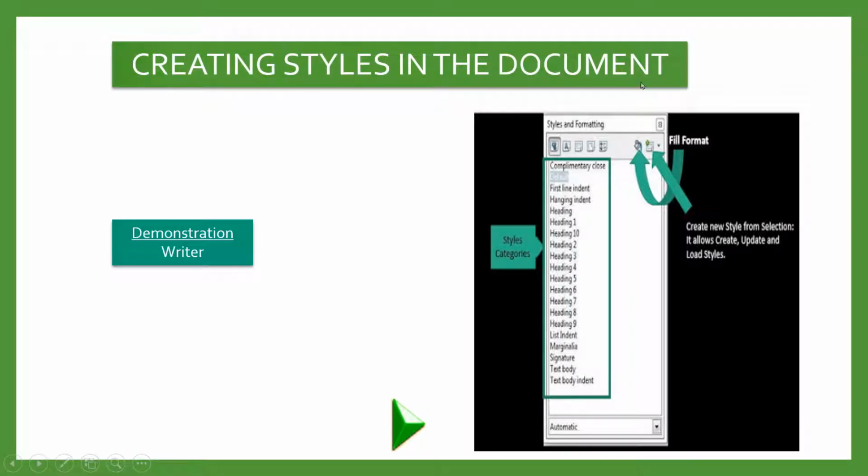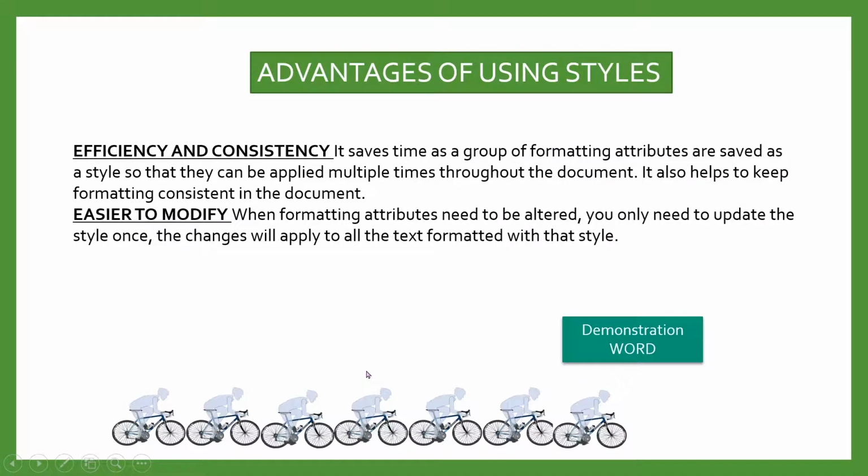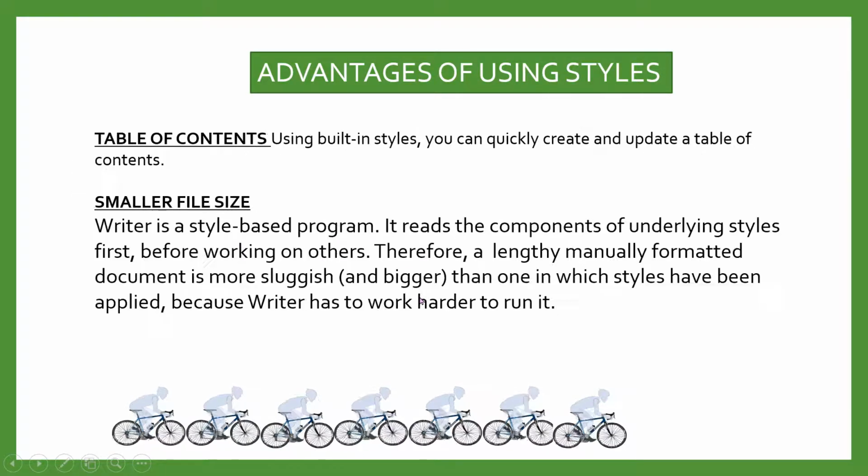So we have already seen how to create the styles. Now let's see what are the advantages of style. So obviously style improves our work. It saves our time. Similarly, once a style is made, you can modify it easily. With styles, we will learn in the next class how to create table of contents. So table of contents can be created with the styles. The files which are created using the styles are usually small in file size. So their size is reduced, right? Because Writer is a style based program.